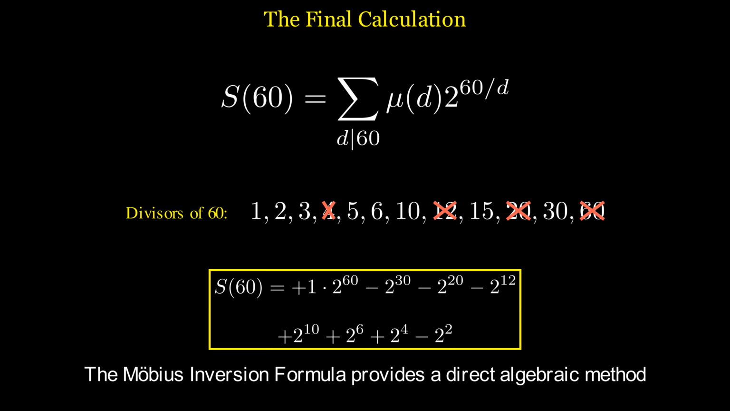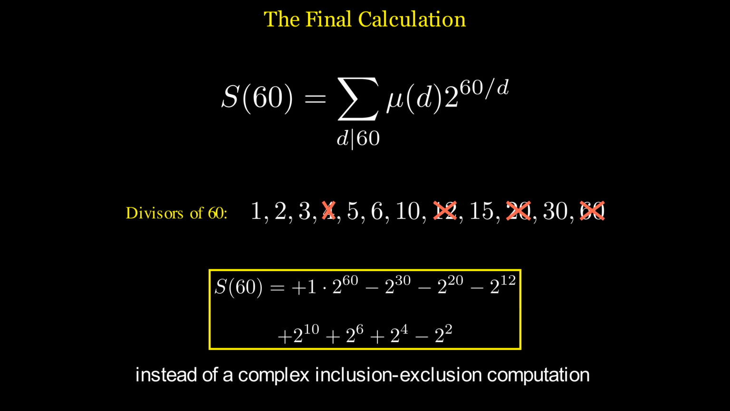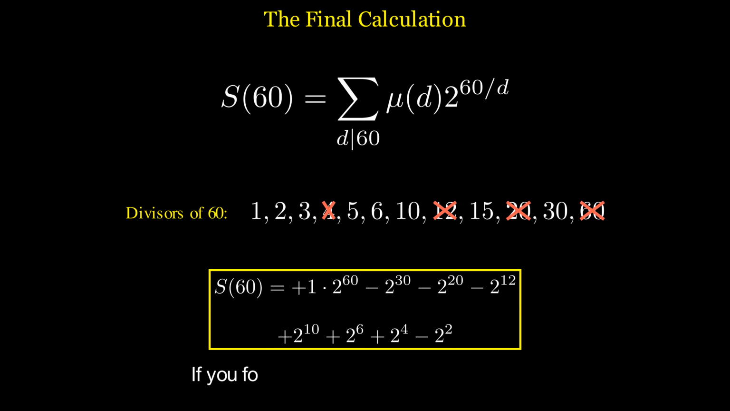The Möbius inversion formula provides a direct algebraic method instead of a complex inclusion-exclusion computation.